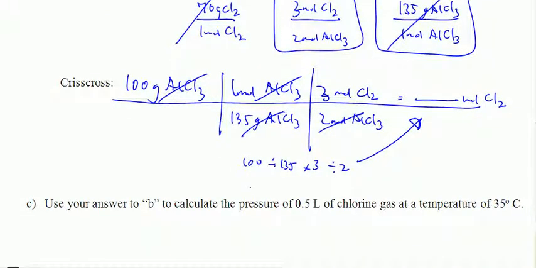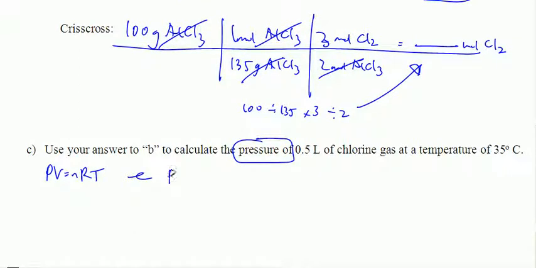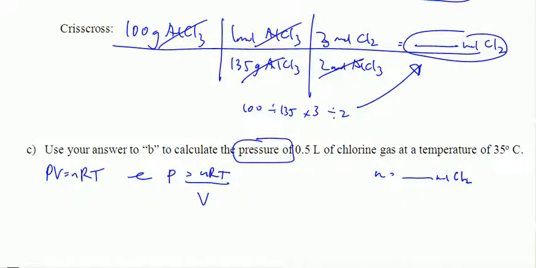So use your answer to calculate the pressure. Again, if it was energy, it would be mc delta T. Because it's pressure, it's PV equals nRT. I'm going to rearrange it for pressure. So pressure equals nRT over V. I'm going to list out everything that I do know. I know n from up here, so that's some moles of Cl2. R equals 0.0821. T equals 35 degrees Celsius plus 273. So that's going to be equal to 308 Kelvin.